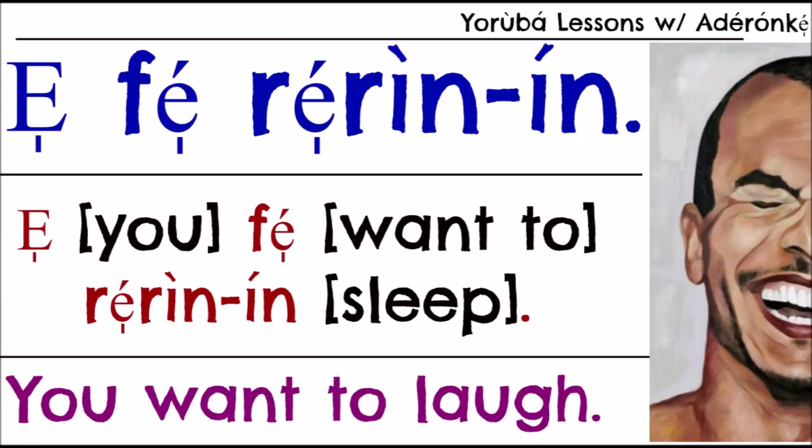When you want to say you want to laugh, you would say ẹ fẹ́ rẹ́rìn. Bear in mind that this is not ó fẹ́. When you say ó fẹ́ rẹ́rìn, as mentioned earlier, it's for someone that is younger than you, or your age mate. However, for someone that is older than you, or two or more people, it is ẹ fẹ́ rẹ́rìn. Ẹ is you, plural you. Fẹ́ is to want to. Rẹ́rìn is to laugh. So ẹ fẹ́ rẹ́rìn is you want to laugh.